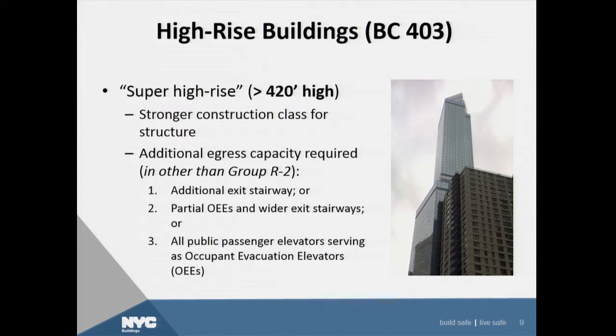Super high-rise construction. All right, again, we have a stronger construction class for the structure. It's typically Type 1A construction that will be needed. Again, this doesn't apply to additional egress capacity other than R2, and in R2 you'll still go to Chapter 10. You have a choice now. You can have either an additional exit stairway, or you can have occupant evacuation elevators and wider exit stairways, or you can have all public passenger elevators serving as occupant evacuation elevators. And I'll go into that in the next slide and give you some examples.